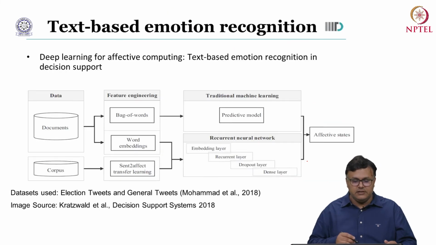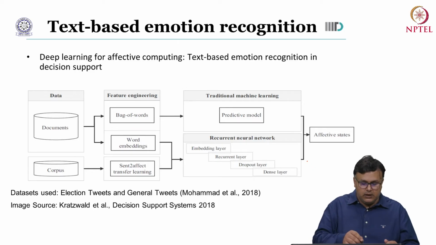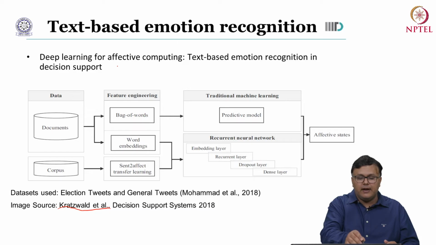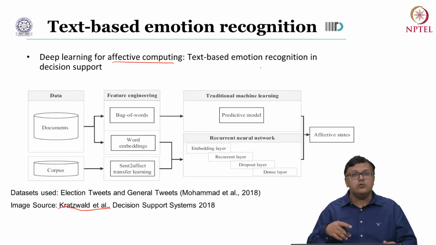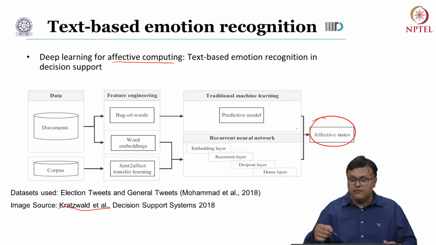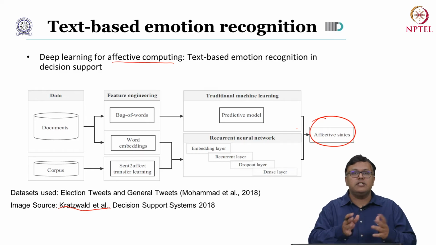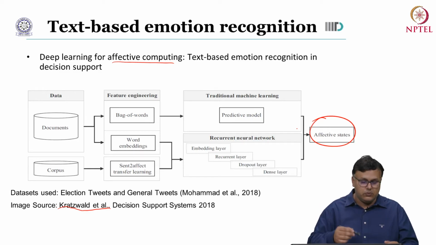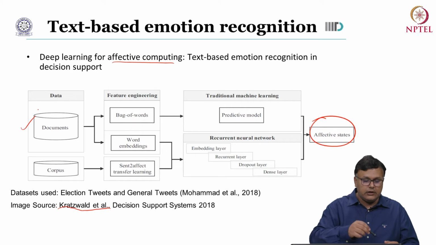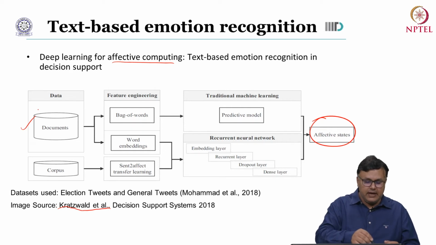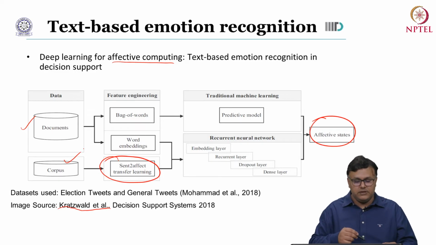Here's another system, friends, on similar lines. Now this work by Krasalwal and others is deep learning for affective computing, text-based emotion recognition and decision support. So how can we use the affective states for predicting the decisions which a machine could take and also assisting the user? So what do we have here? We have a set of documents as training data. We have a pre-trained network which is trained on a sentiment labeled corpus.